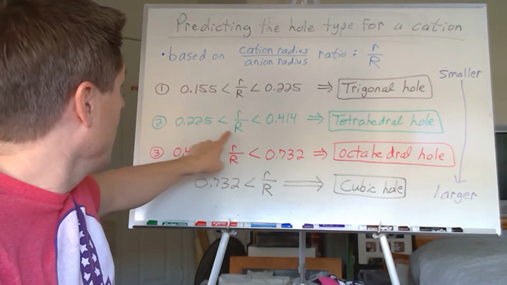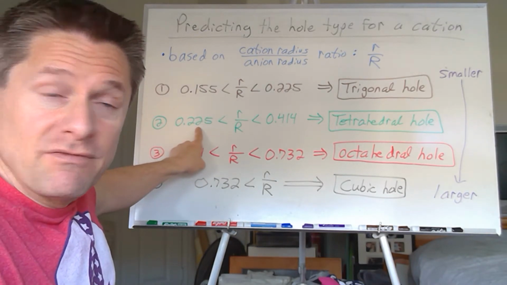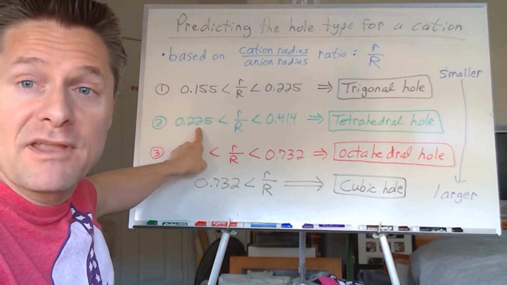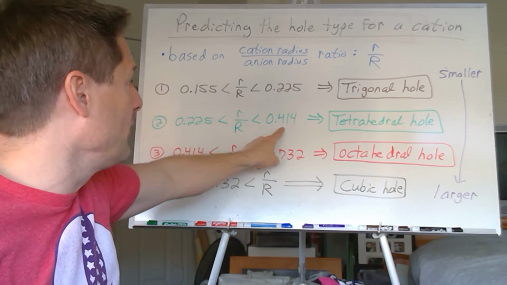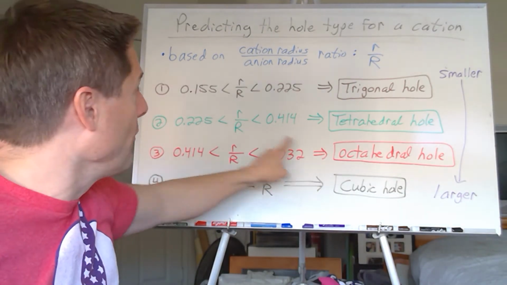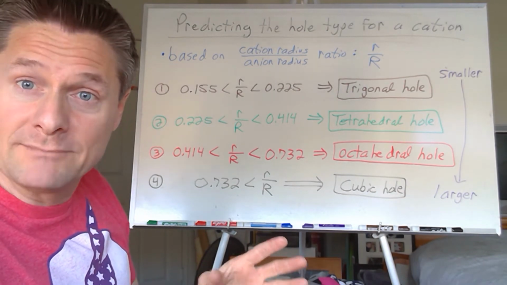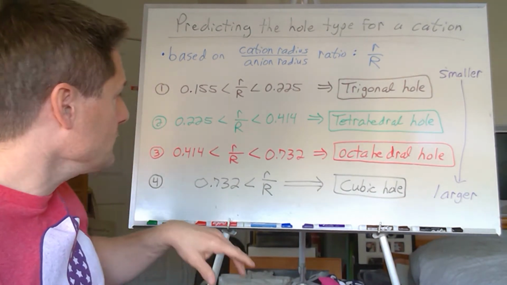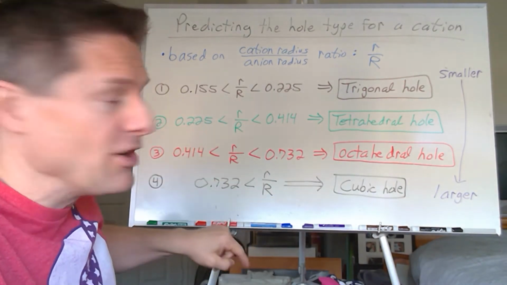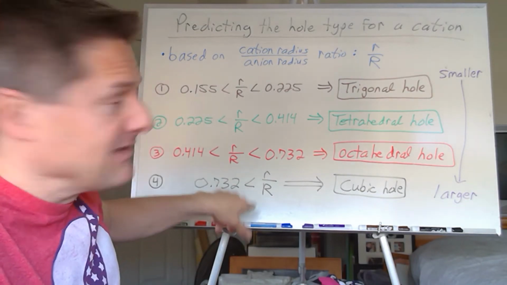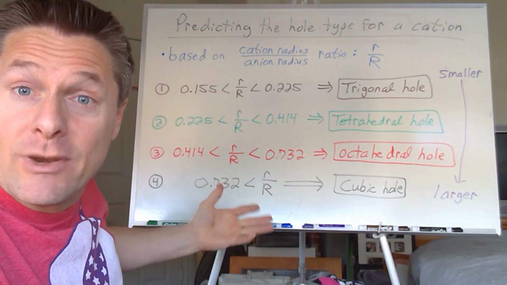So if that ratio of the cation to the anion radius, and you need those values, so find a table of those. If it's bigger than 0.225, the minimum required for a tetrahedral hole, but less than 0.414, the minimum required for an octahedral hole, that ratio would give you a tetrahedral hole, a little bit bigger, right? So that cation's a little bit bigger, or at least the ratio. It really depends on the ratio. But assuming the anion was the same, then you've got an increasing cation radius, right?